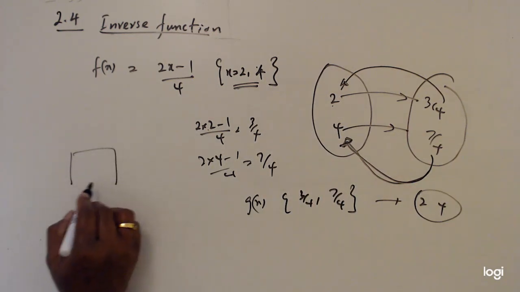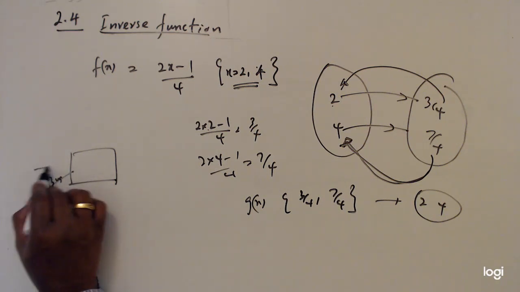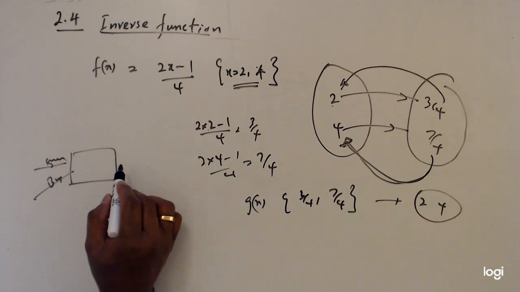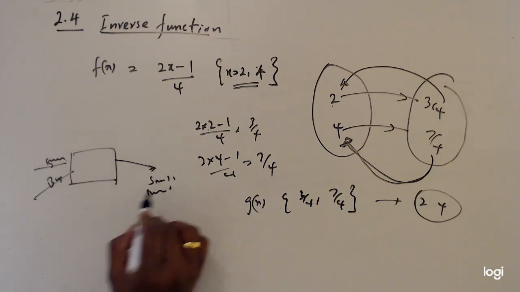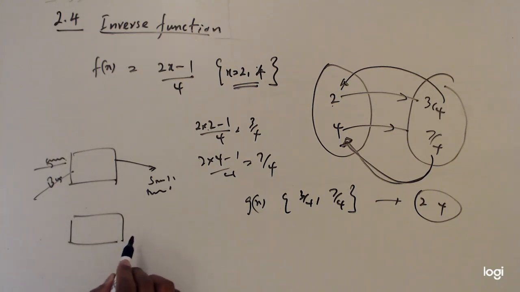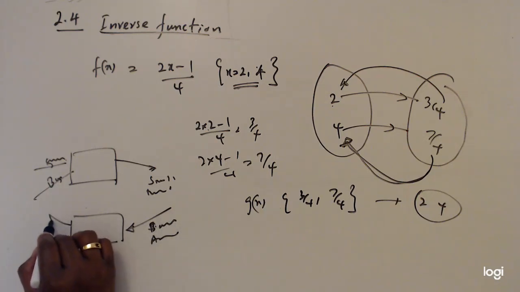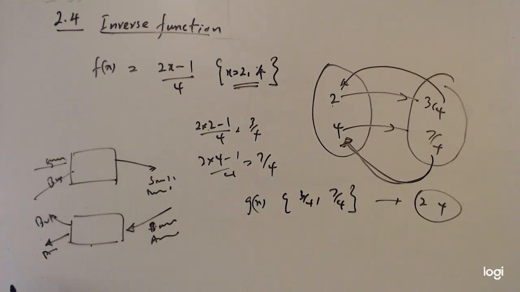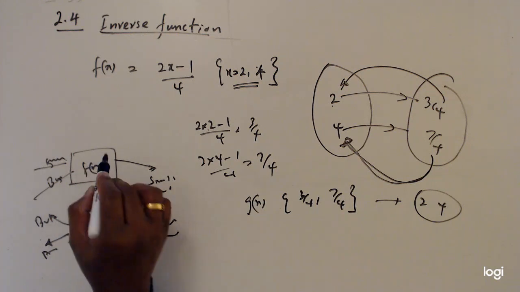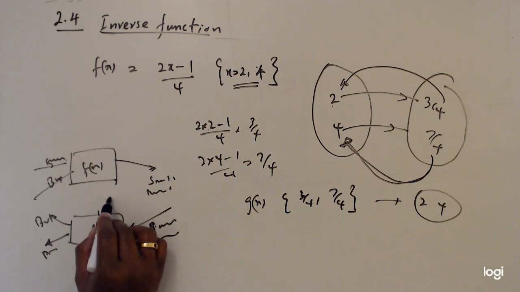For example, when you put banana and apple, you will get a smoothie, a banana and apple smoothie. So I am asking for another machine type. When I put in a banana and apple smoothie, I need banana separately and apple separately. So if this is f(x), and let's say this is g(x), then g(x) is going to be the inverse of f(x).